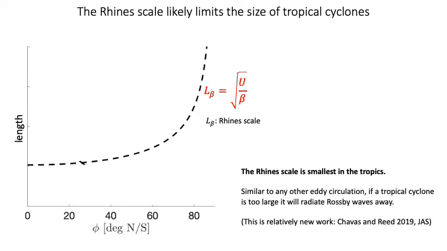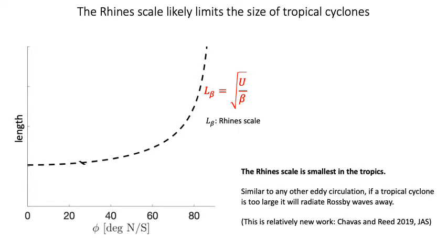Lastly, the Rhines scale likely limits the size of tropical cyclones. I already talked about extratropical cyclones, so I'll keep this very brief. The Rhines scale is smallest in the tropics. Exactly what its magnitude is depends on a lot of things, but it's generally smallest in the tropics because beta is largest there.